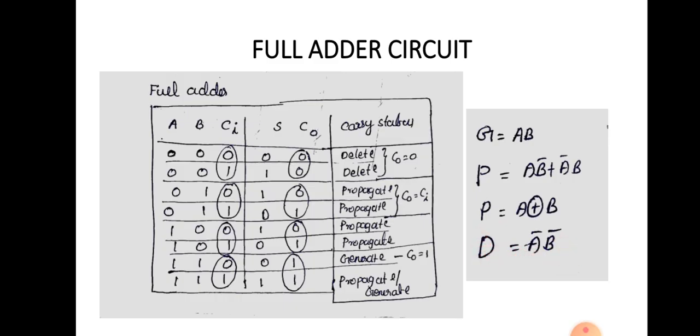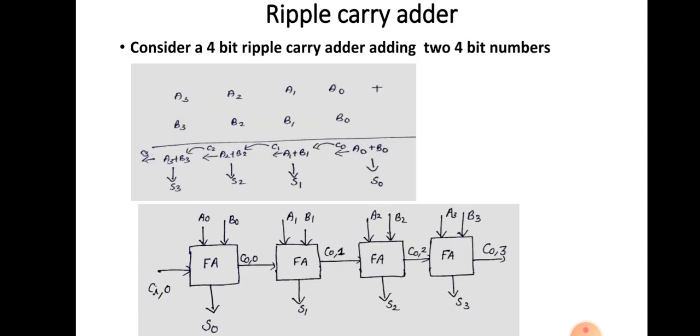You can learn them by heart. I have included this truth table in order to explain this, and in the case of an examination you have to write only the equations: G equal to AB, P equal to A XOR B, D equal to A bar B bar. If you are asked about the carry bypass adder, you can start from these equations.